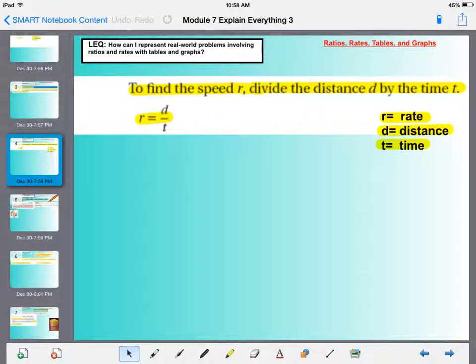Now, in order to find the distance, we have to multiply the rate or the speed times the time. And the inverse operation of multiplication is division. So if we wanted to find the speed at which something or someone is going, we would have to take the distance and then divide that by the time, and that will get us the rate.